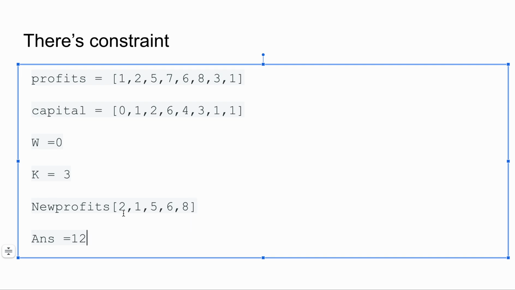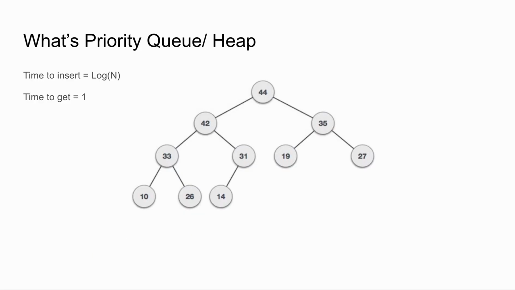Okay, so now what are we doing here? How do we pick up the maximum among them every time? We understood how to put this, but how do you pick up the maximum? Do you iterate over the entire array and pick up the maximum? That is one option. But for this purpose, we have something called a priority heap or priority queue, also called a min-max heap.